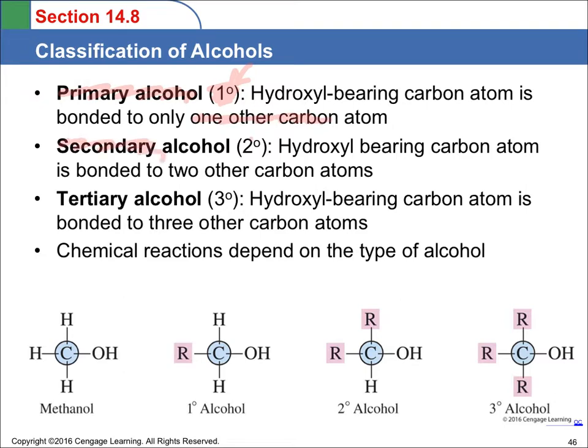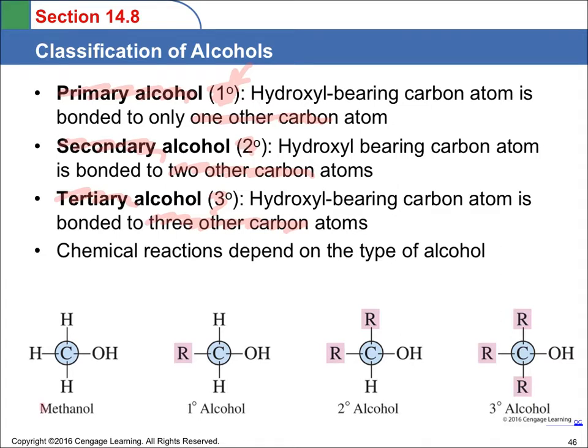Secondary, the carbon that has the alcohol group is attached to 2 other carbon atoms. And then tertiary, the carbon with the alcohol is attached to 3 other carbon atoms. So the chemical reactions that these alcohols undergo are dependent on what type of alcohol they are.